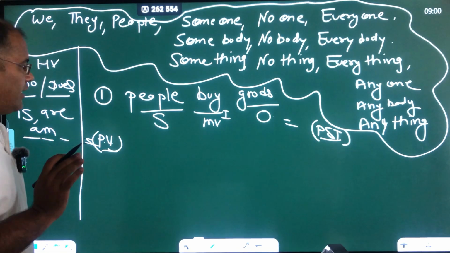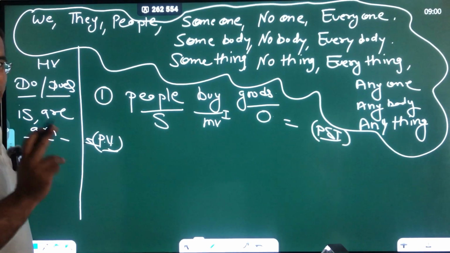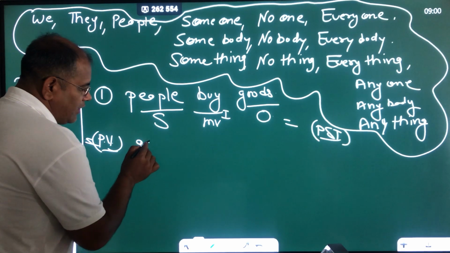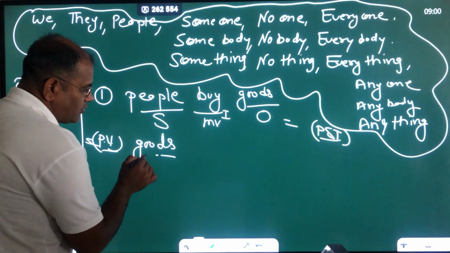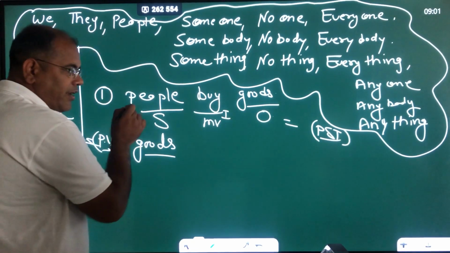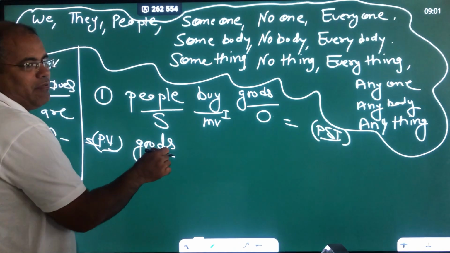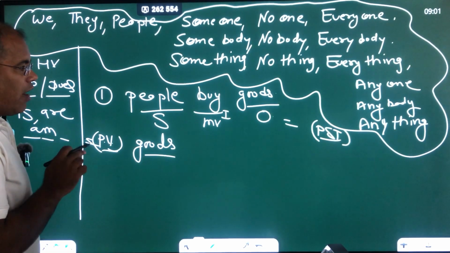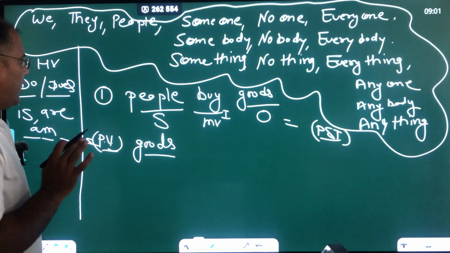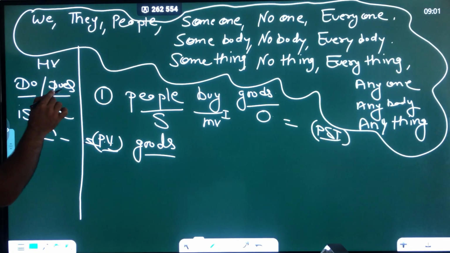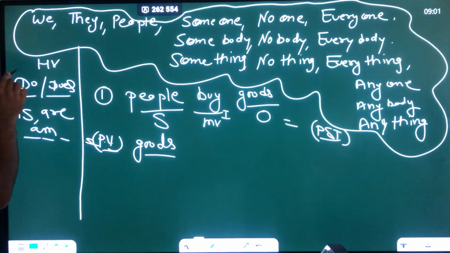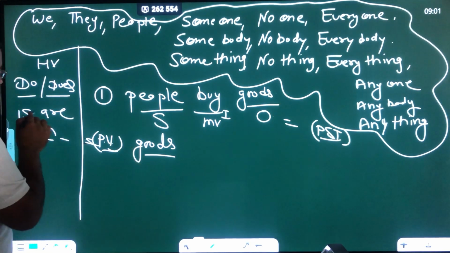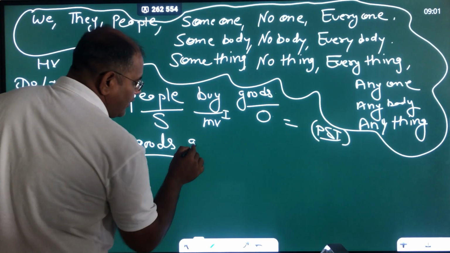So guys, first of all, we have to use the subject, and the subject will be goods, because the object of the active voice will be the subject of the PV. And now we have to use HV. Do or does will be changed into is, are, or am. Here the subject is plural, so we have to use are. Is that clear?